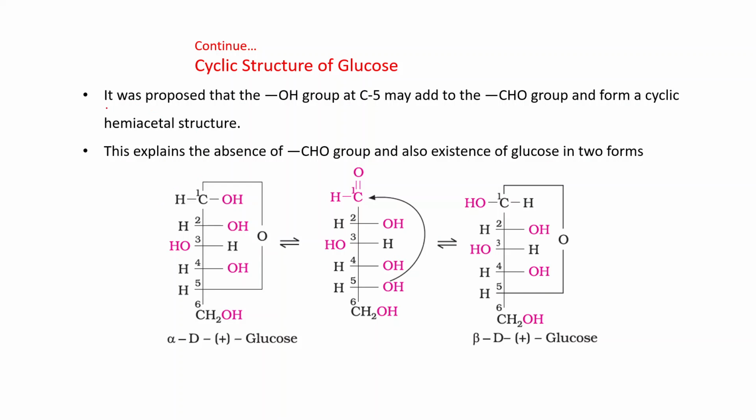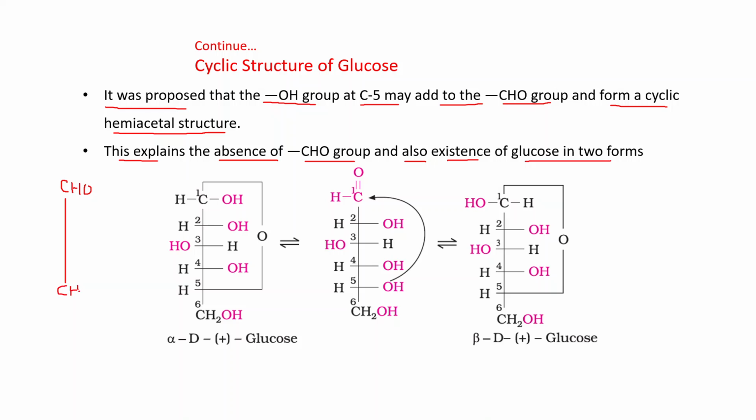That's why it was proposed that the OH group at C5 may add to the CHO group and form a cyclic hemiacetal structure. This explains the absence of the CHO group and also the existence of glucose in two forms, that is alpha form and beta form. Let us try to understand. We already discussed the open chain structure of glucose, and this can be written like this.